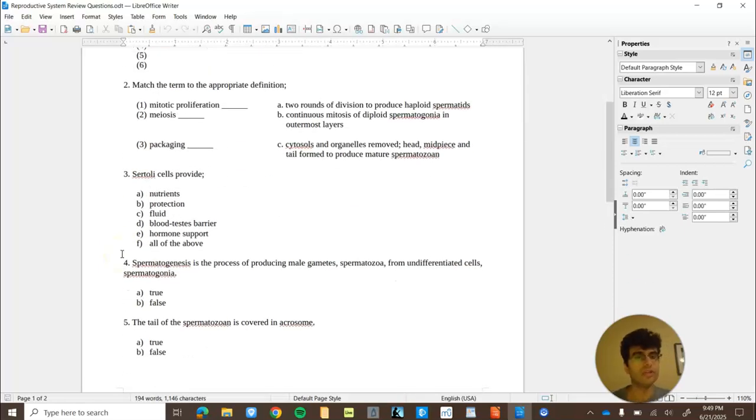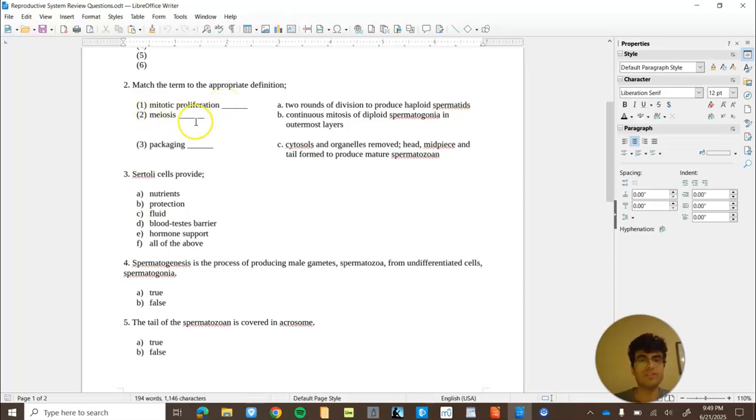All right, next one, we have some terms, and we need to match them to the appropriate definition. So mitotic proliferation, you'll remember, it remained diploid when we did those rounds of mitosis. So we have this right here. This is continuous mitosis of diploid spermatogonia in the outermost layers. So that's going to be B for number one.